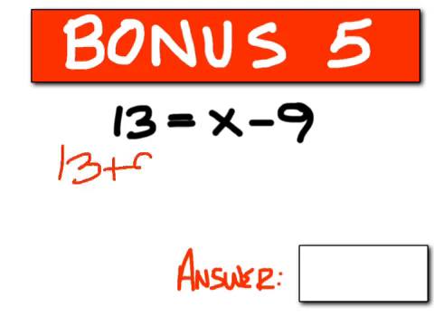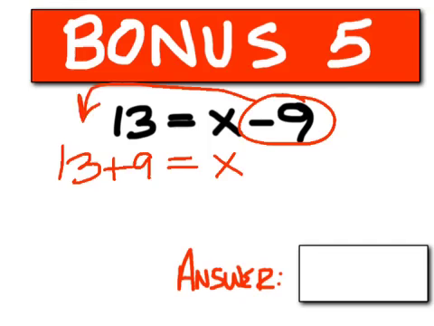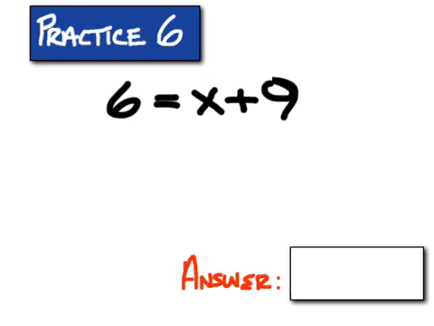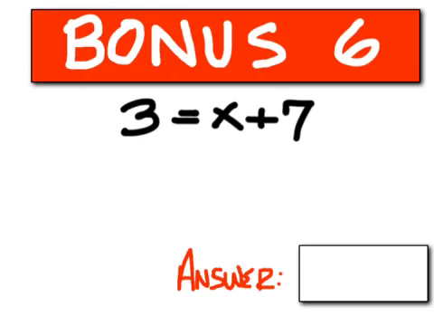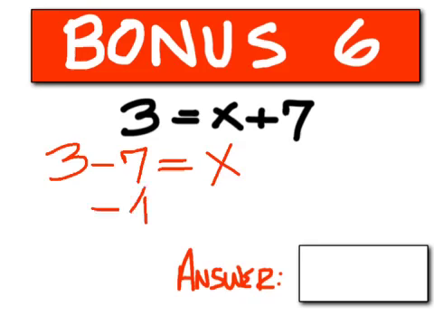You should have 13 plus 9 equals x. Remember, move this to the left side. Change the sign. 22 is the answer. On the practice problem, you should have 6 minus 9, which is a negative 3. The solution should be 3 minus 7, which is a negative 4.